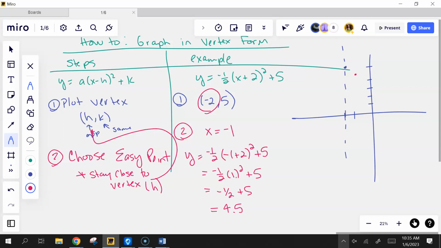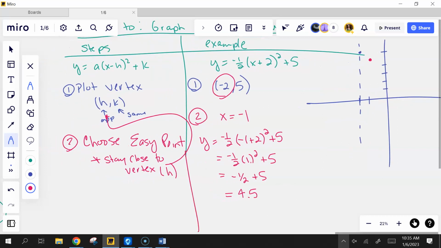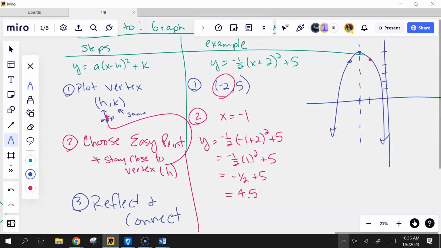Negative 1, 4.5. What do you think the last step is going to be? Reflect and connect. Always reflect and connect. Well, not always, not in intercept form. Reflect. So if you can graph in standard form, you should have no problem graphing in vertex form, because it should be a lot easier for you. Try the example on the page, and we'll do it together.